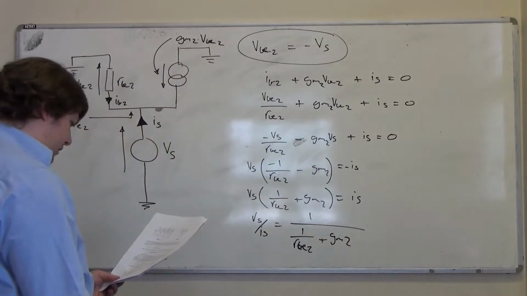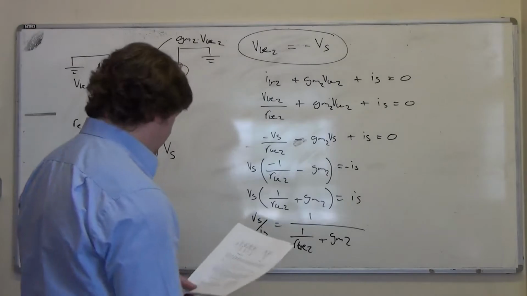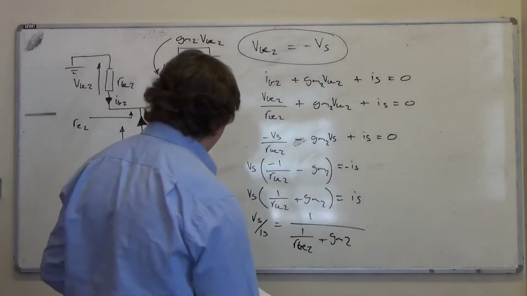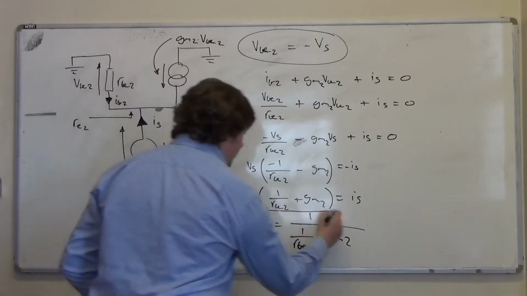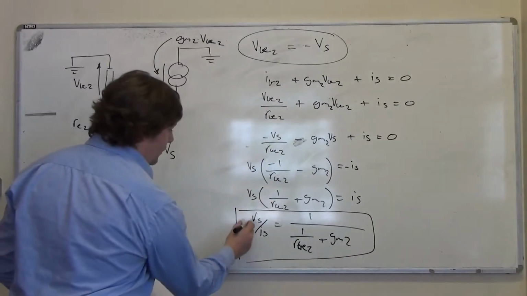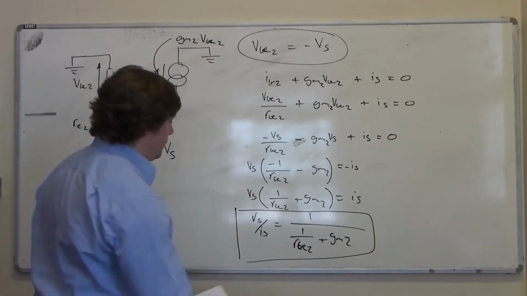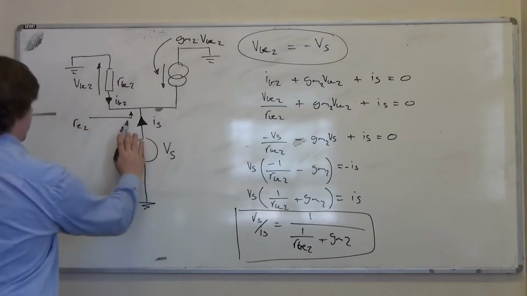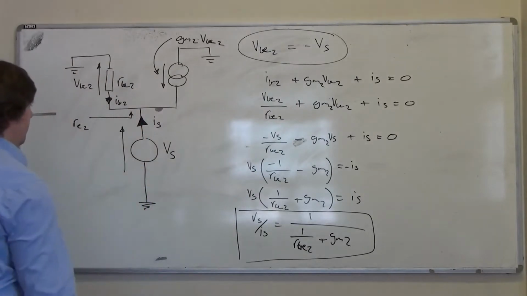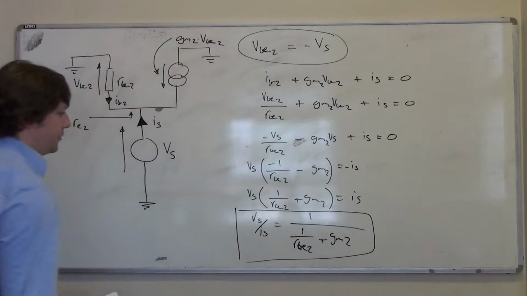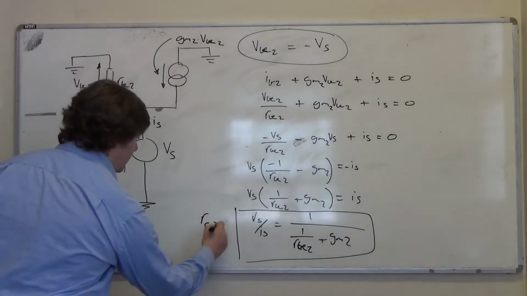Right, is that what it says on the sheet? Yes, it is. Fantastic when that happens. So this is our relationship, because V over I is R, Ohm's law, and this is the impedance, the resistance looking up into the emitter. So I can call that RE2. RE2 equals.